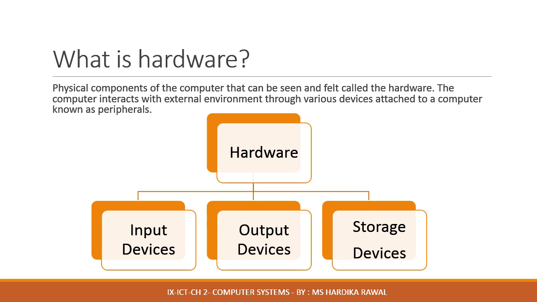We feed data to the computer through various input devices. The computer gives us processed results or information through the output devices. Data is stored permanently using the storage devices. All these devices attached separately to the computer are called peripherals. Let us understand all the input devices in detail.